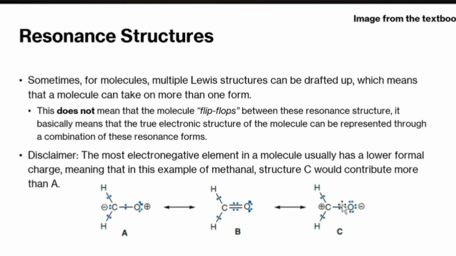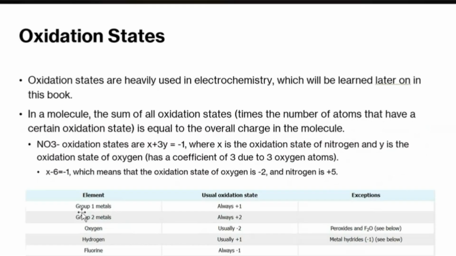Because think about this. Since oxygen and carbon in a bond have a big electronegativity difference, that will cause the electrons to be somewhat skewed to the side of the oxygen. So a negative formal charge would be most appropriate for the situation, and overall structure C would contribute more than structure A. So let's move on to oxidation states.